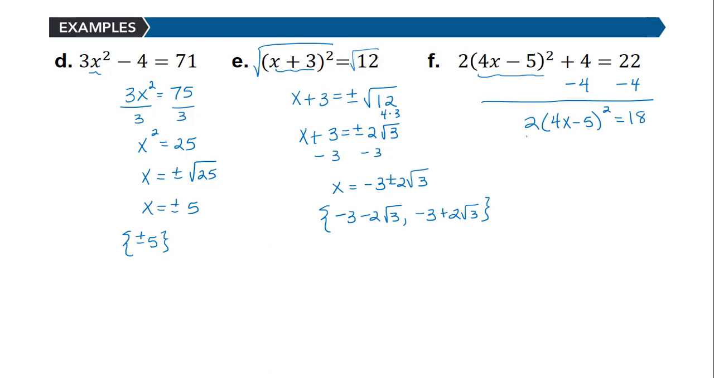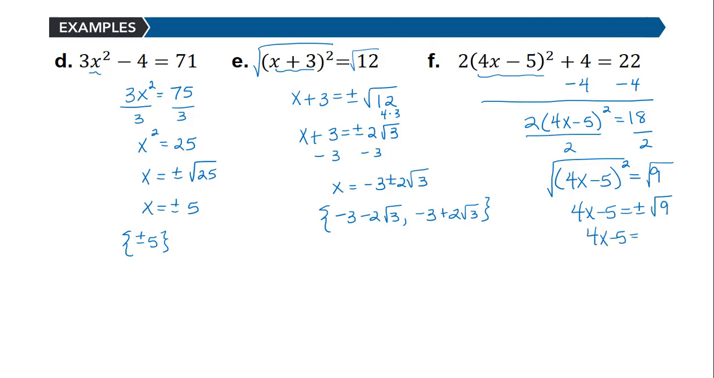And then to get the squared expression, I'm going to divide each side by 2. This gives us 4x minus 5 quantity squared is equal to 9. So now I can apply the square root property to write this as 4x minus 5 is plus or minus the square root of 9, or 4x minus 5 is equal to plus or minus 3. And so I can separate these into two equations. This tells me that 4x minus 5 is equal to 3, or 4x minus 5 is equal to negative 3.